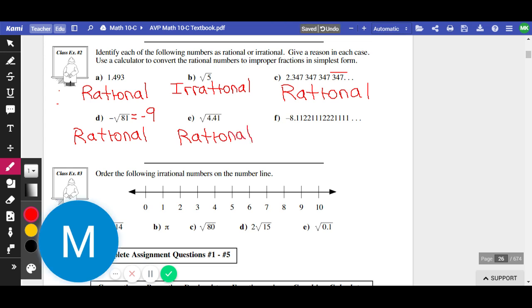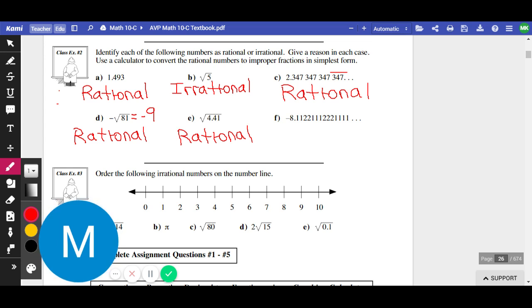And the very last one, we have 8.11221112221111. My guess is it's then going to go 2222, right? And then 1111. Okay, that is a pattern, right? However, it is not repeating pattern. So don't get those two ideas mixed up. This is a really rare situation. It's never going to happen, right?